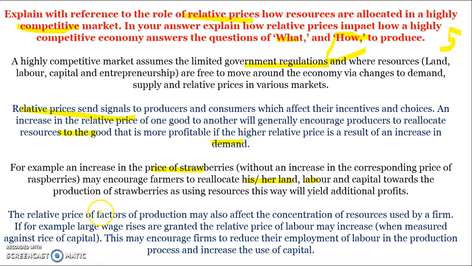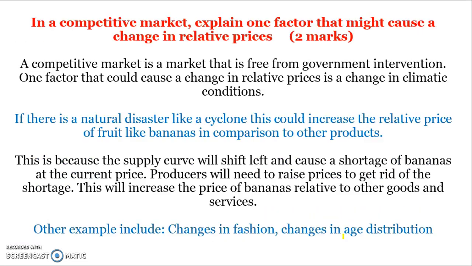The relative price of factors of production can also affect what concentration of resources firms use in production. For example, large wage rises are granted. The increase in the price of labour may encourage firms to reduce their employment of labour and instead use capital. So the relative price of labour compared to capital determines which of those two things we use more of. A couple of other examples.